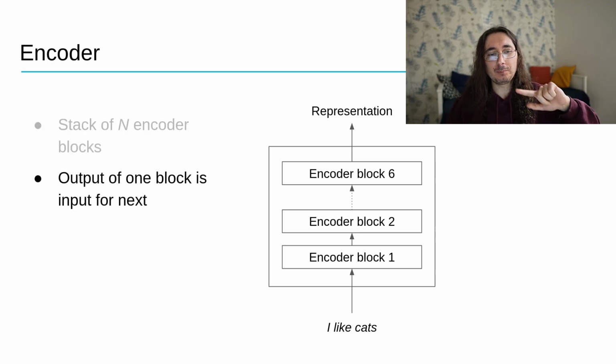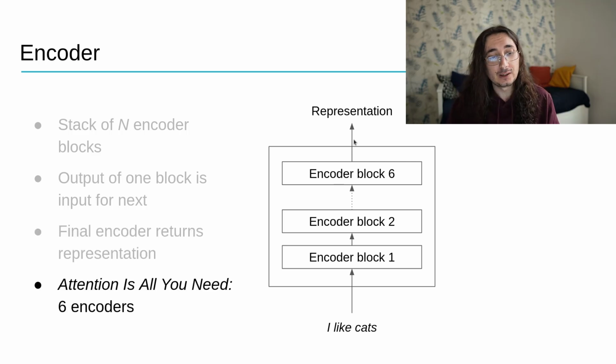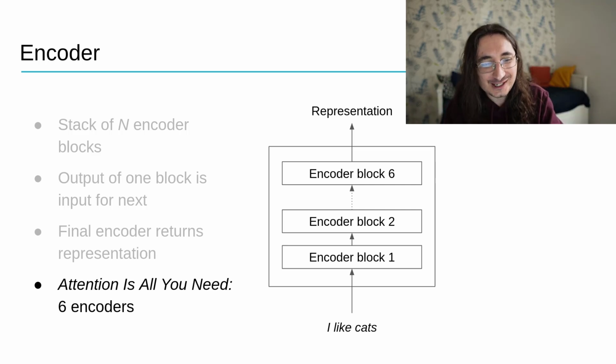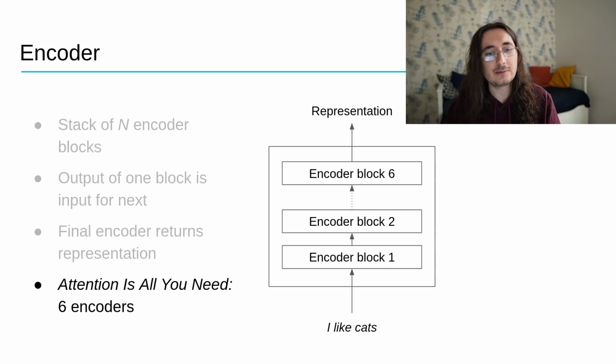The output of one block is the input for the next encoder block. The moment we arrive at the final block, the output will be the representation itself. And this is the representation that we then feed into the decoder. In the paper Attention Is All You Need, the authors suggested to have 6 encoders. We can have as many encoder blocks as you want. Oh, by the way, you noticed that, right? I mentioned that the authors suggested 6 encoders. No, it's 6 encoder blocks. But as I said, I'm going to be using encoder and encoder blocks alternatively.